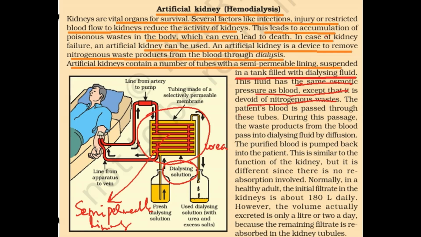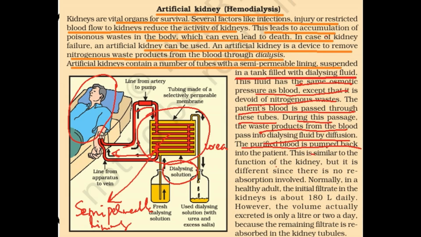So what they have done is the patient's blood is then passed through these tubes. So this is the patient here. The patient's blood is passed through this tube, and during this passage the waste products from the blood pass into the dialysing fluid by diffusion. So that is how the blood gets purified. Then what will happen to the purified blood? The purified blood is pumped back to the patient. So from here it is being pumped back to the patient.